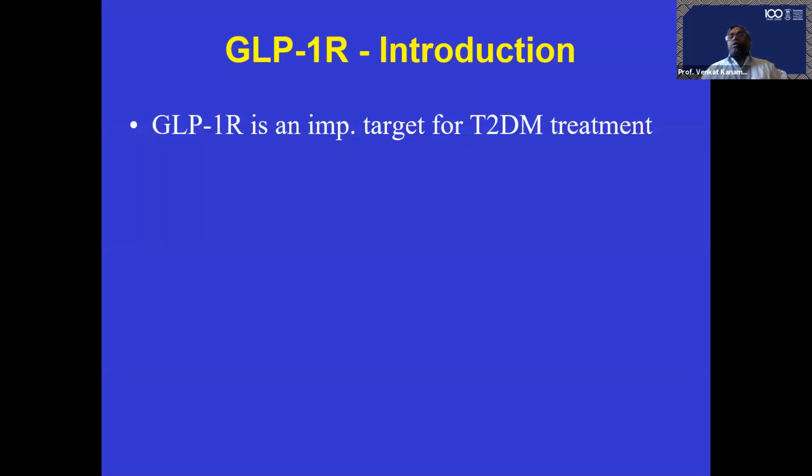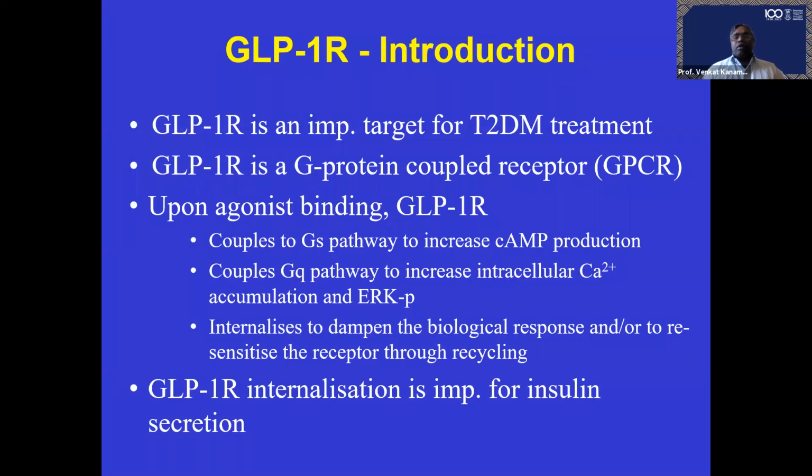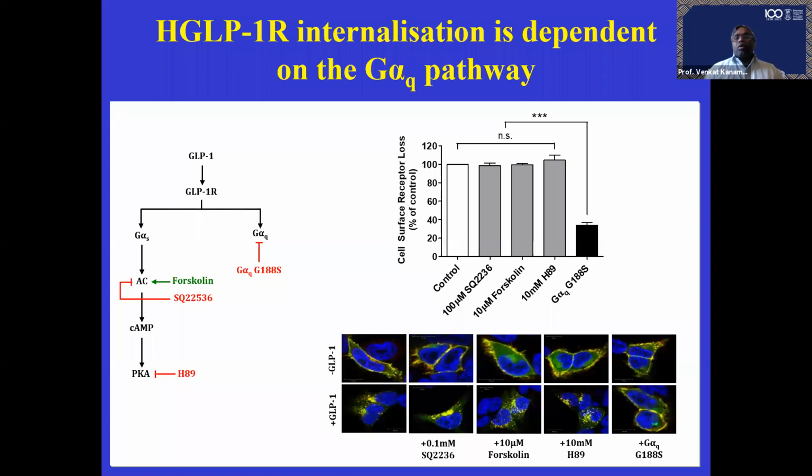Then we also looked into, I want to emphasize one bit. As I mentioned before, GLP-1 receptor internalization is important for insulin secretion. So we wondered what pathway the receptor uses for internalization after being exposed to the ligand. As you may remember, the GLP-1 receptor activates two different pathways. One is the Gs coupled pathway, another one is the Gq coupled pathway.